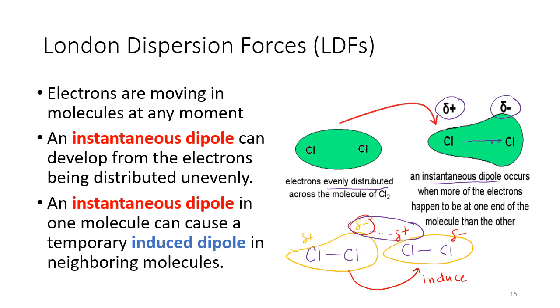Overall, there's going to be a net attraction. It'll be relatively weak because the attractive forces are turned off and on part of the time. These momentary dipole-dipole attractions are referred to as London dispersion forces.